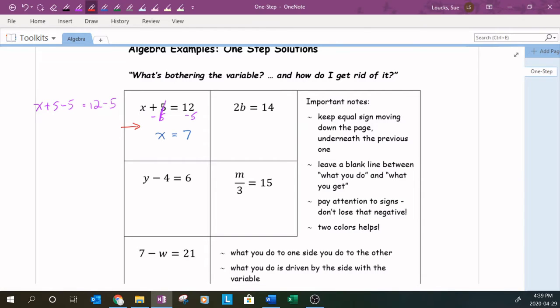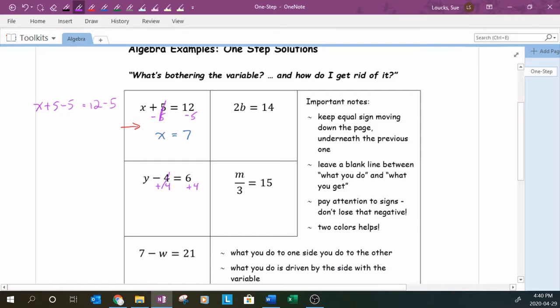Y minus 4 equals 6. What's bothering the variable? Well, that 4. What do I need to do there to get rid of that 4? Because it's minus 4, right? So I need to do the opposite, which is I'm going to add 4. So I'm going to write a plus 4 here and a plus 4 here. All right? And then I cross out my minus 4 plus 4.